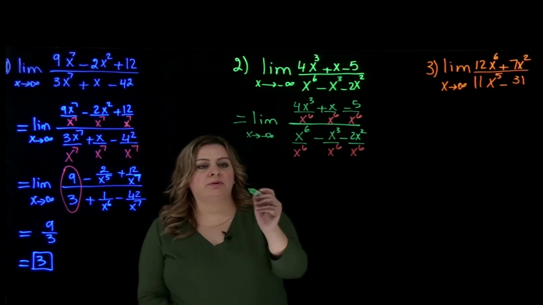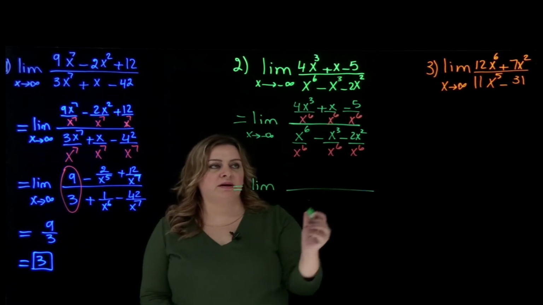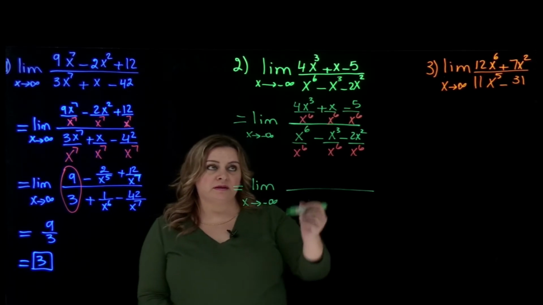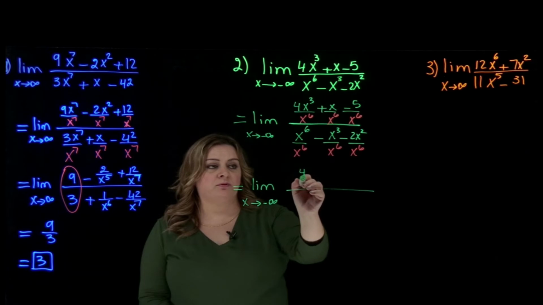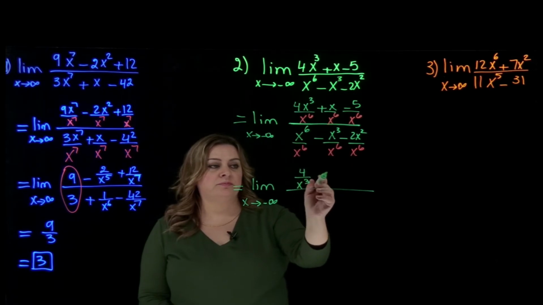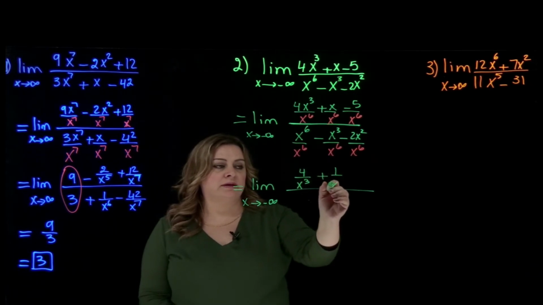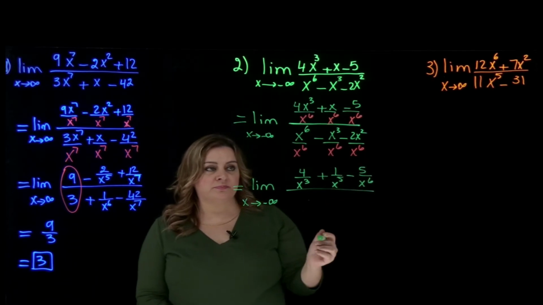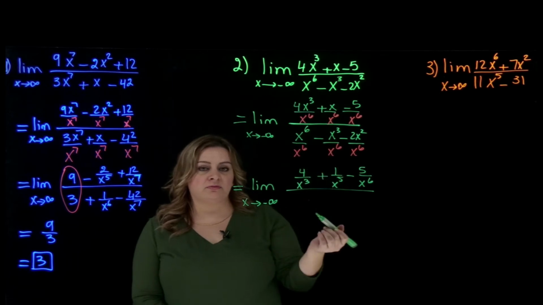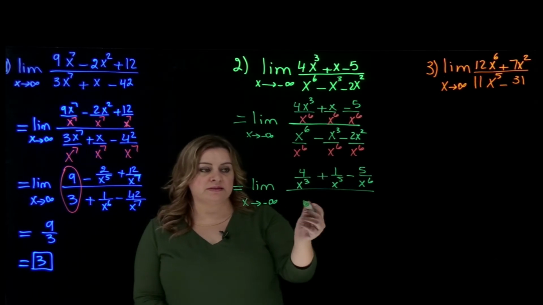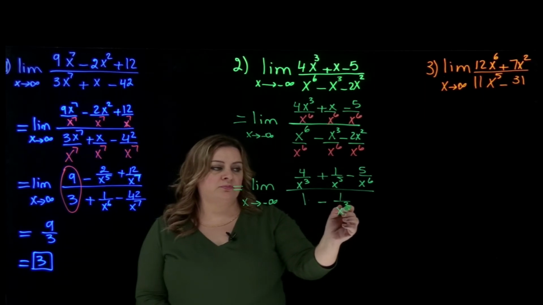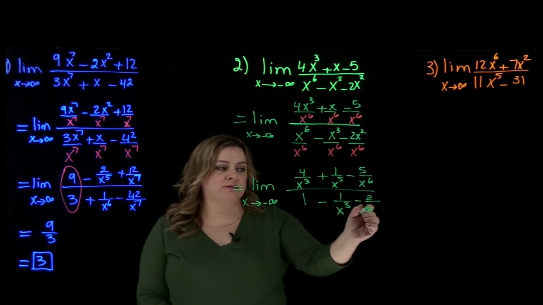Simplifying my function, I will have the limit of my simplified function as x approaches negative infinity. My simplified function will be 4 over x cubed plus 1 over x to the 5th minus 5 over x to the 6th, over x to the 6 over x to the 6 in the denominator will simplify to 1 minus 1 over x cubed minus 2 over x to the 4th.